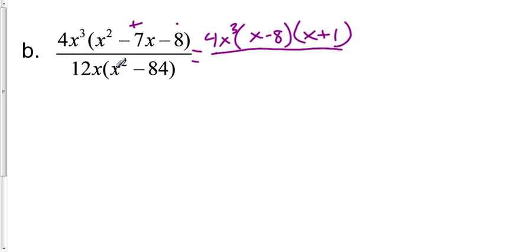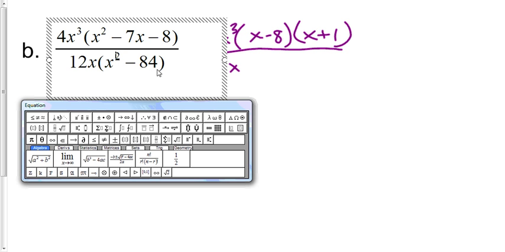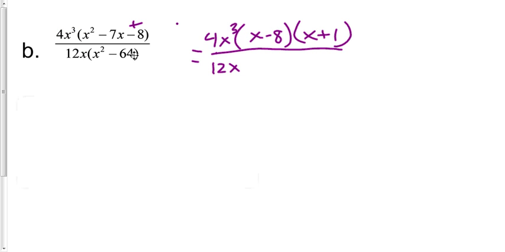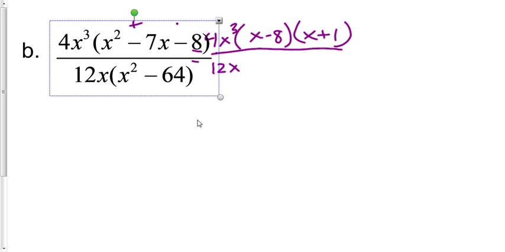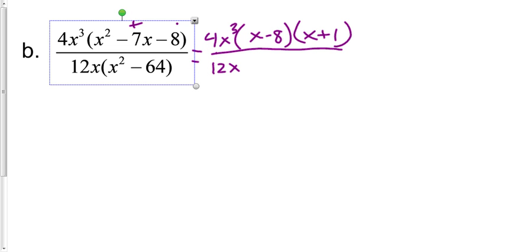In the denominator, I have a 12x out in front, and then I think I have a typo on this one. Hold on. I was going to say difference of two squares, but I actually made a mistake, so let me just fix that quick. It's supposed to be 64. Sorry about that. Okay, so let's fix that quick.